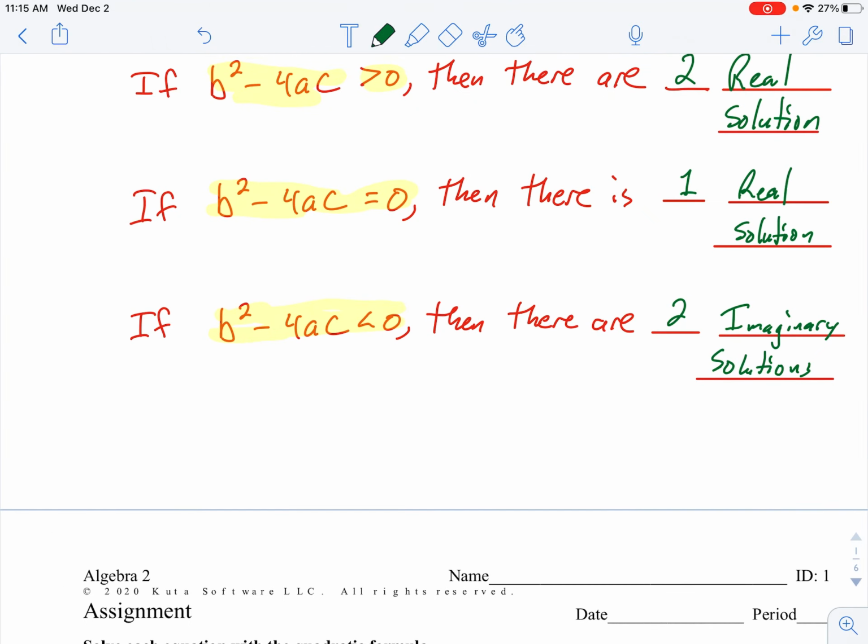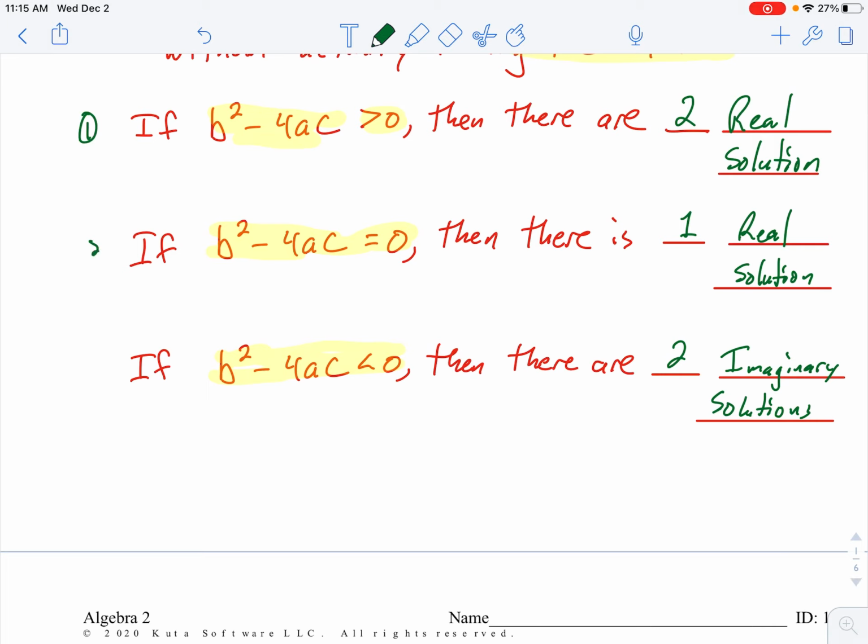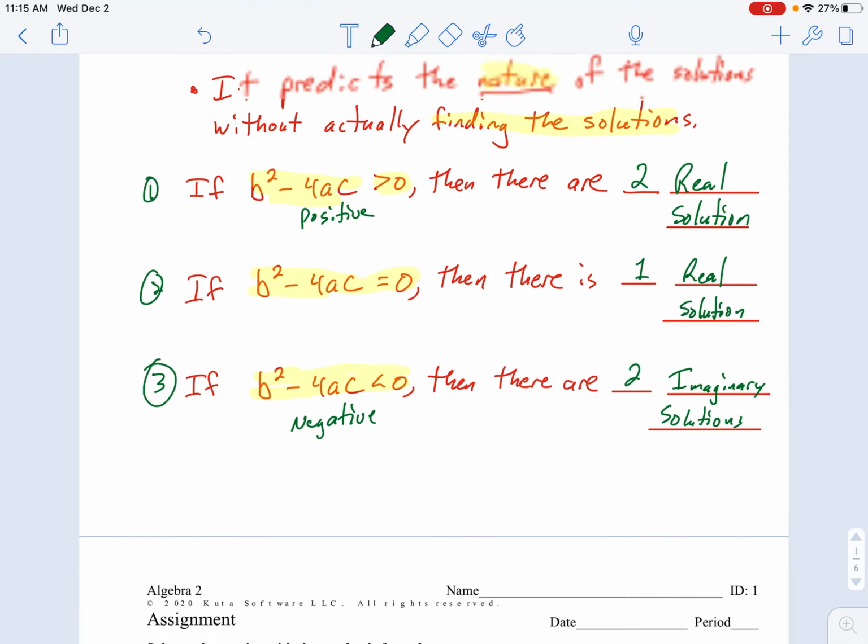So those are three scenarios, 1, 2, 3, that the discriminant predicts for you. The first one, positive, 2 real solutions. The second one, equals 0, 1 real solution. The third one, negative, 2 imaginary solutions.